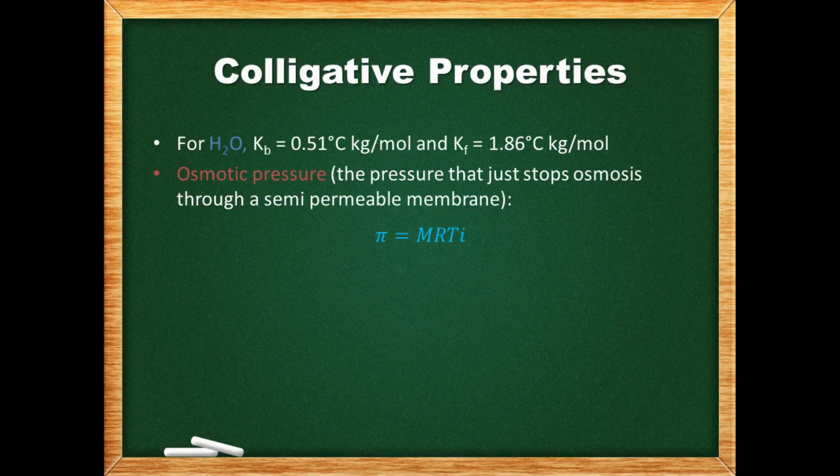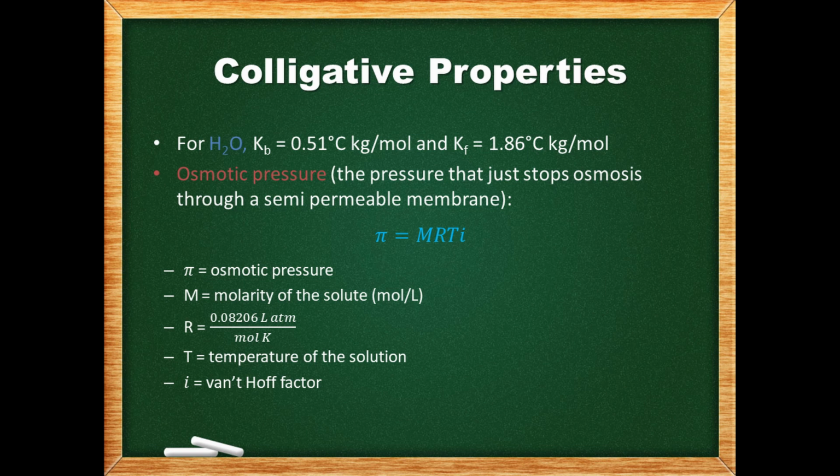The dependence of osmotic pressure on the concentration of the solution is shown by this equation. The pi symbol represents osmotic pressure. We use the constant R, which is 0.08206 liter atmospheres per mole Kelvin. Note that the osmotic pressure also depends on the temperature and the Van't Hoff factor.